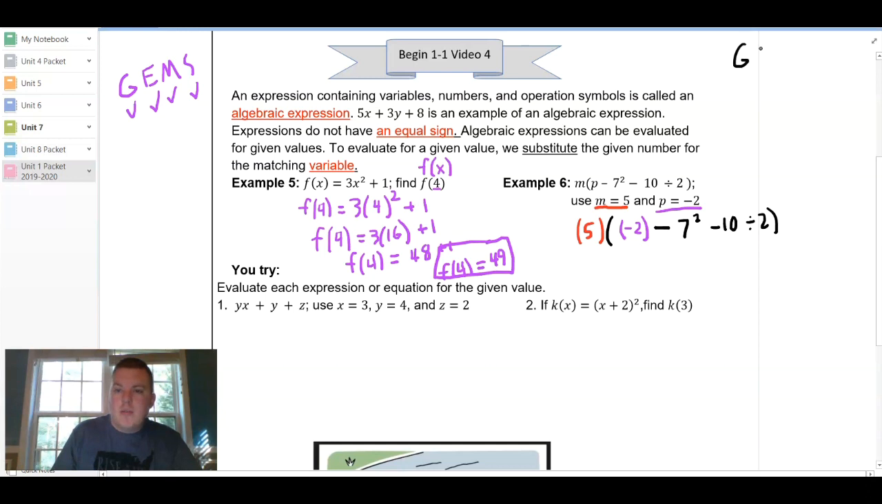So again, I want to make sure that I follow my order of operations. Now in this case, we have a giant grouping situation. We have a whole bunch of things all in the same parentheses.